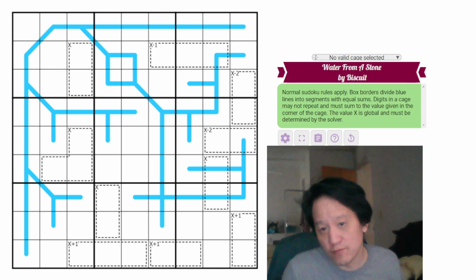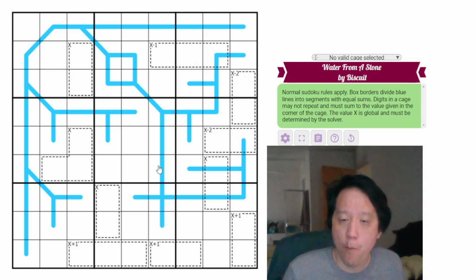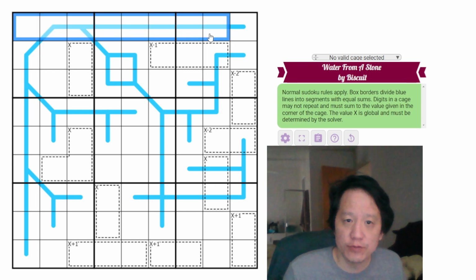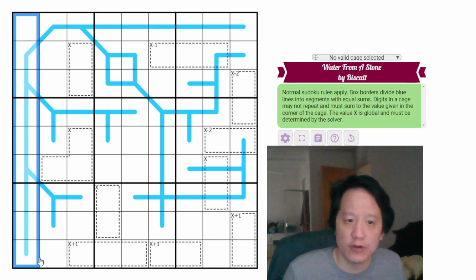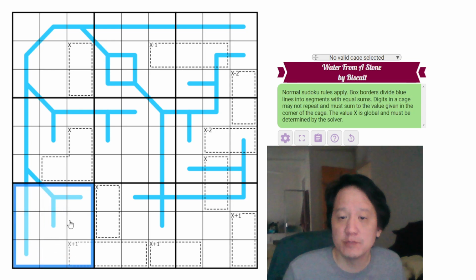This is a hard puzzle, and today's puzzle is called Water from a Stone by Biscuit, and here are the rules. Normal Sudoku rules apply, which means place the digits 1 through 9 in every row, every column, and every box. Box borders divide blue lines into segments with equal sums.